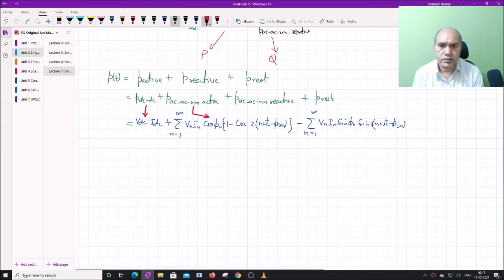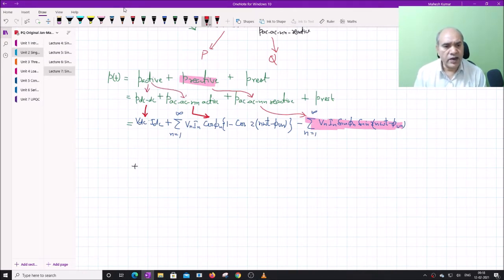Then comes plus P rest. So this is over, because this is nothing but P reactive, which is this part. And this must map to this part, which maps to this part. And these are two parts, DC plus this one. The remaining is P rest.